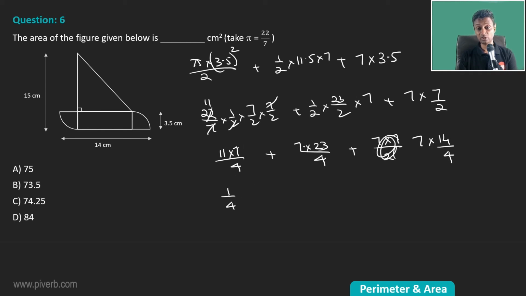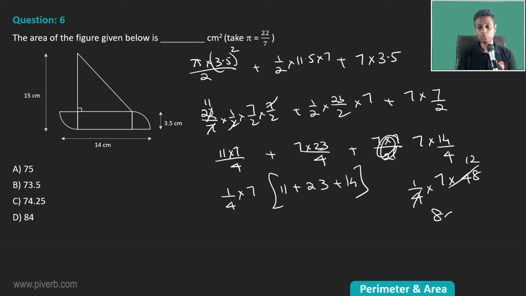There's also a 7 common, into 7 into 11 plus 23 plus 14. 11 plus 23 is 34. 34 plus 14 is 48. So this is 1 by 4 into 7 into 48. 48 by 4 is 12. 7 into 12 is 84 square centimeters. This one.